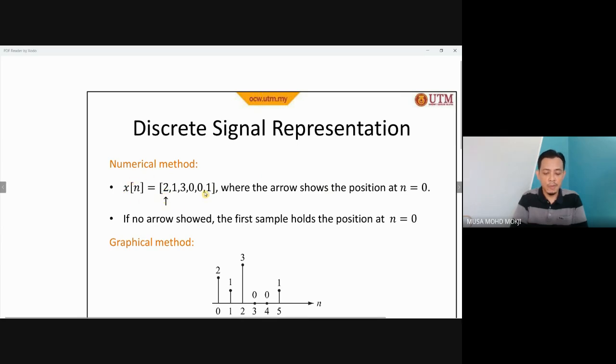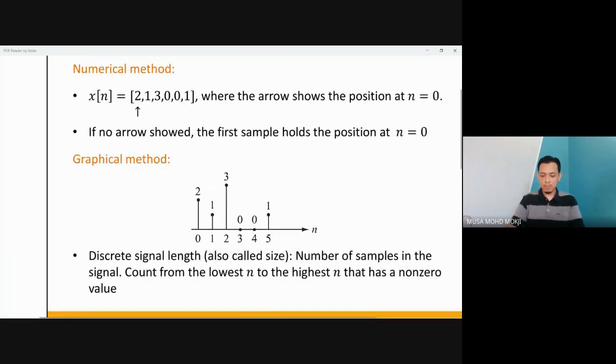So everyone needs to know now our discrete signal is actually just a sequence. It is a sequence. And when it is a sequence, this is the example when we plot it. So at n equals to 0, the value is 2. At n equals to 1, the value is 1. At n equals to 2, the value is 3, and so on.